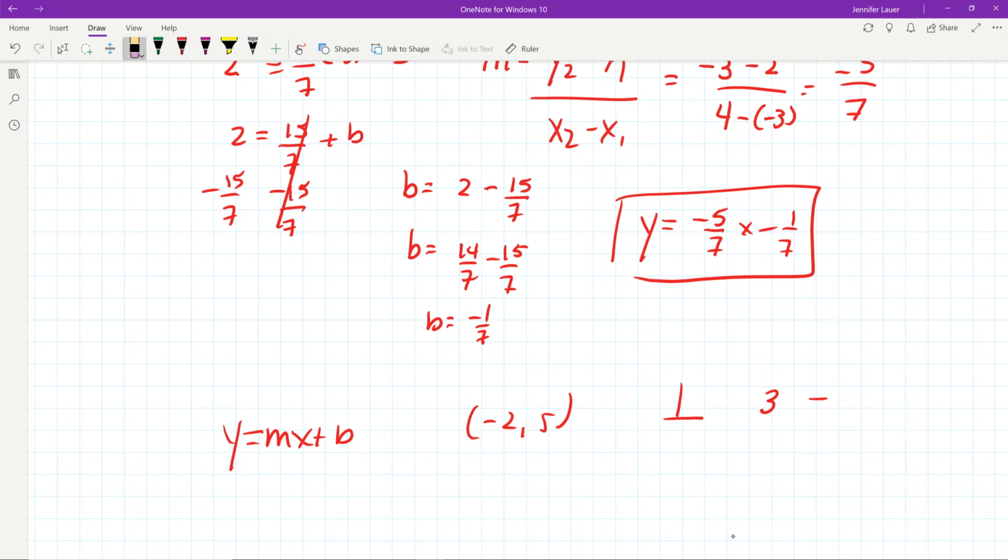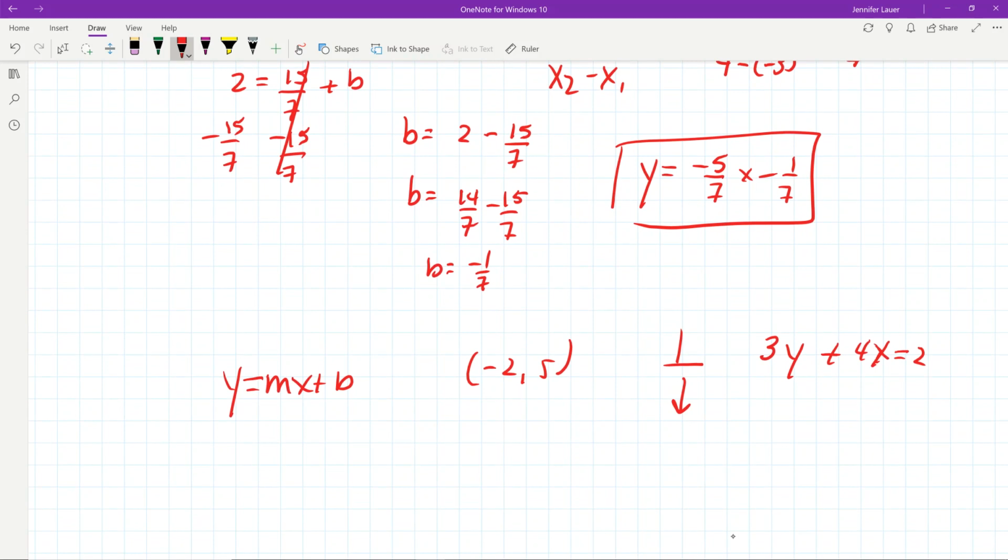So we need to remember what we learned about perpendicular lines. If you don't remember, when you have two lines that are perpendicular, their slopes are opposite reciprocals. So whatever slope I get for this line, I'm going to flip it upside down to make the reciprocal, and I'm going to take the opposite sign. So first I need to get this into y equals mx plus b form so I can see what my slope is.